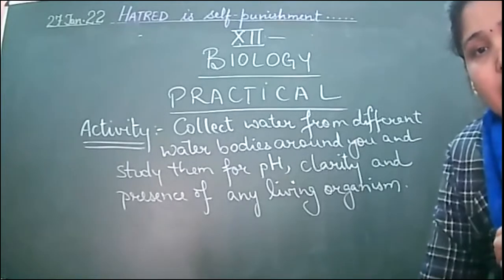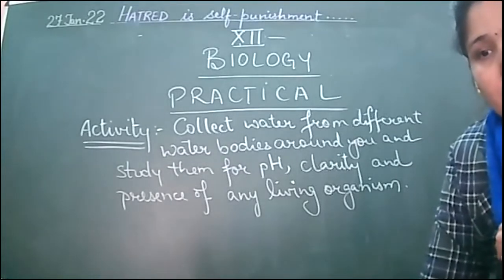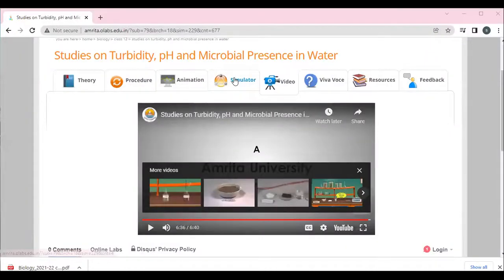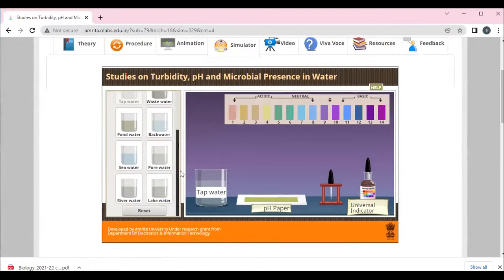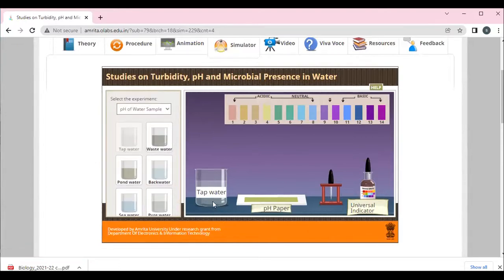Here also, on the same slide, let me show you. This is a simulator which shows a number of water samples. You can see there are a number of water samples provided, and we check them with the help of the universal indicator. As we see here is tap water. You can kindly note down these observations in your notebooks. First, for the pH of the water sample, write the first sample as tap water.